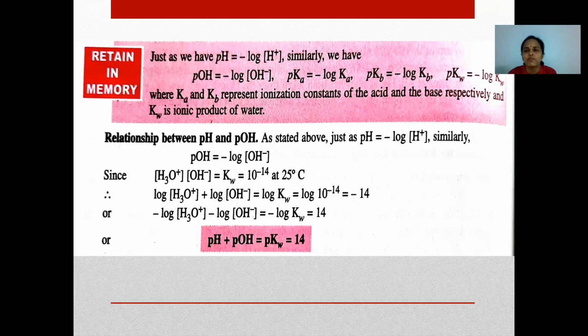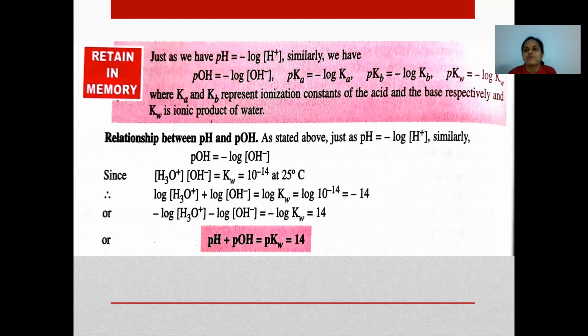Let's see now the relationship between pH and pOH. Just now I said pH is equal to minus log H plus and pOH is equal to minus log OH minus. Since molar concentration of H plus into OH minus is equal to Kw, which is equivalent to 10 raised to minus 14 at 25 degrees Celsius, log H3O plus plus log OH minus is equal to log Kw, which is equal to log 10 raised to minus 14, which comes out to be minus 14. Or minus log H3O plus minus log OH minus is equal to minus log Kw, which is equal to 14.